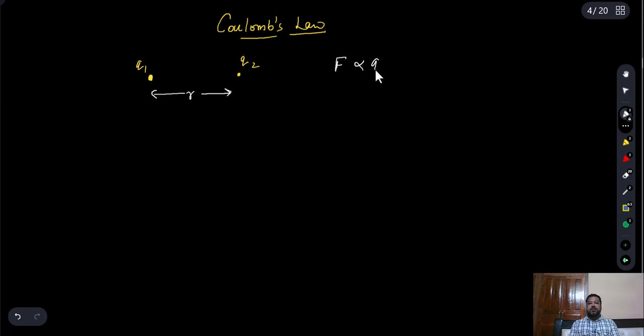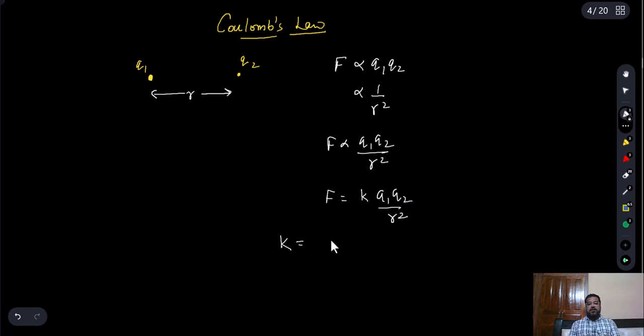Coulomb gave a relation, and he said that the force between these two charges is directly proportional to the magnitude of the charges and inversely proportional to the square of the distance between them. When you club them, it comes out to be Q1 Q2 over r square. When you remove the proportionality sign, we have F equals K times Q1 Q2 over r square. Now this K is called the proportionality constant, and the value of K is 1 over 4 pi epsilon naught. When you solve this, it comes out to be 9 into 10 to the power 9.